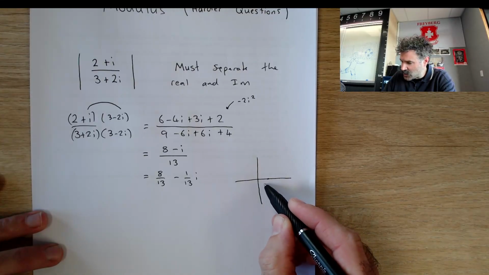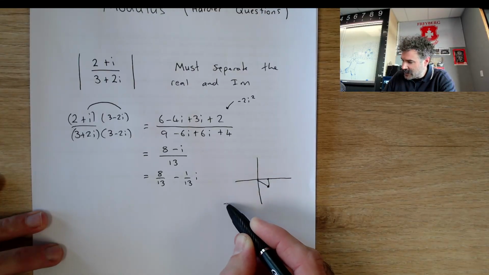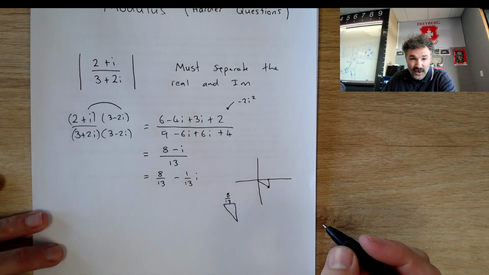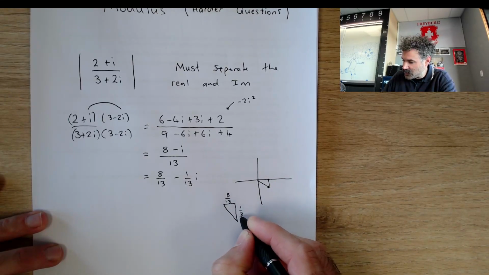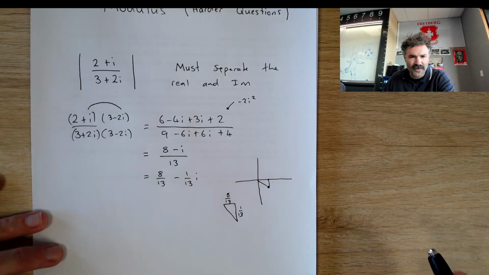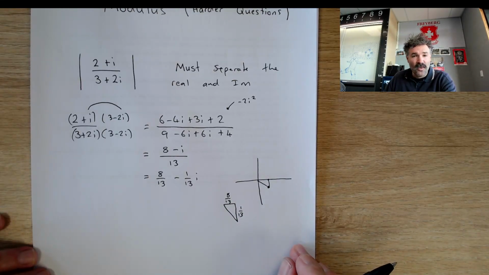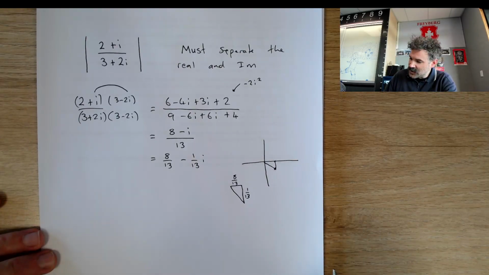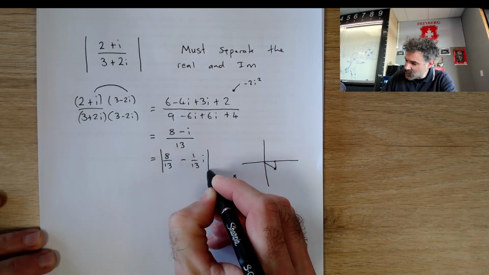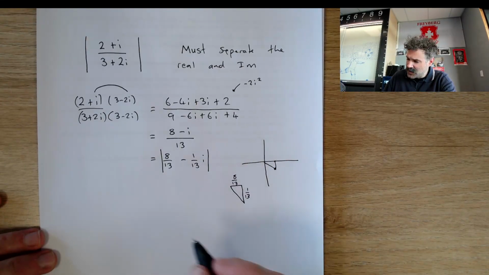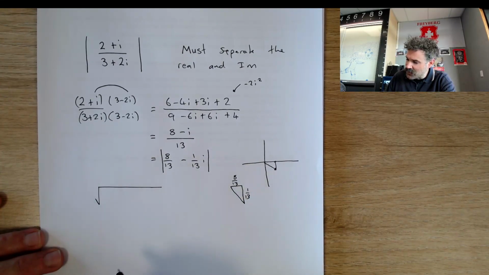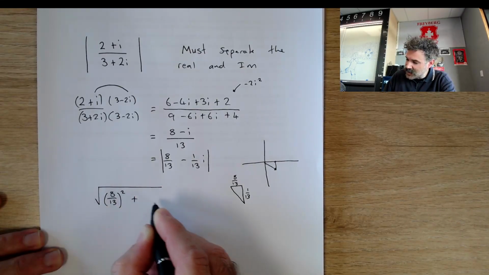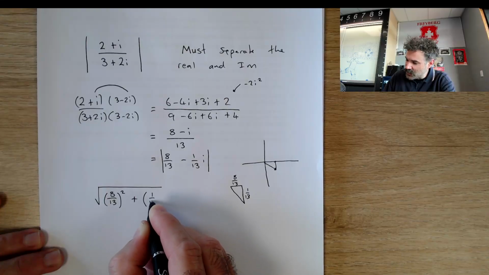But if I draw my triangle out again, it's just a triangle where one of the lengths is 8 over 13. I've drawn it terribly inaccurate, but that's fine. And 1 over 13, obviously 8 over 13 is bigger than 1 over 13, but nevertheless, it's a triangle. We can do Pythagoras' theorem to figure out r. So now if I'm trying to do the modulus of this question, this would be the square root of the real stuff squared, which is 8 over 13 squared, plus the imaginary stuff squared, which is 1 over 13.